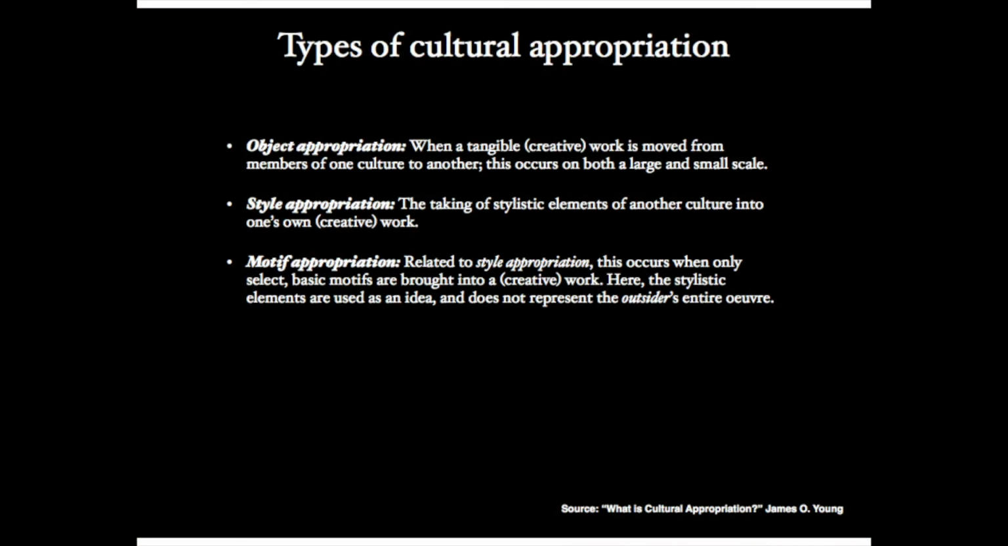And there's 3 types of cultural appropriation that I pull from James Young's book. Object appropriation, that's when a tangible creative work is pulled from members of one culture to another. This could be on a small or large scale. This could be seeing all of the art that is in Egypt and saying, you know what, you guys don't really know how to take care of your things. We're gonna take all these items and put them in a museum in the UK where we know how to take care of these things. Or we're gonna go to Thailand and take all of these things and put them in France because we know how to care for these things, and it would just be better there.